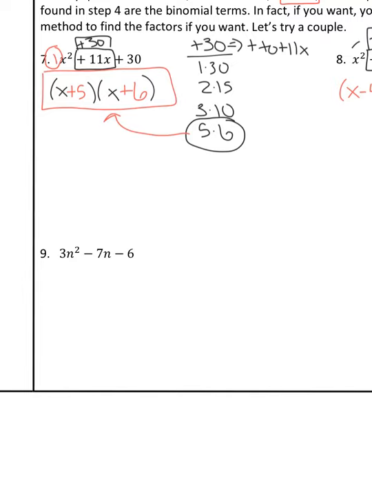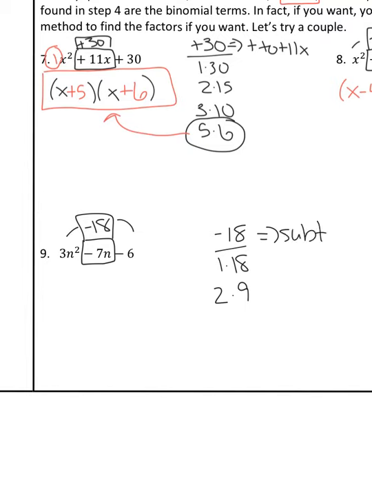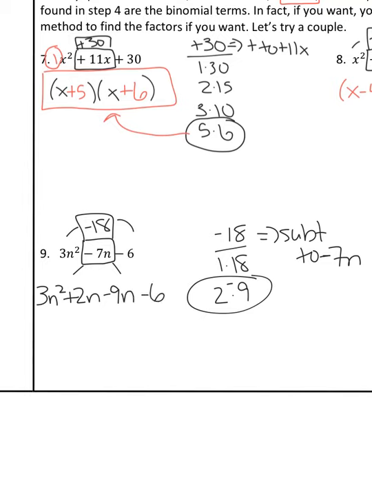All right, so hopefully you paused the notes and I'm going to go quickly do it, so that way you can check to see how you did. So 1 times 18, 2 times 9. We know we're going to subtract to negative 7n. So these guys here, n is going to be a negative 9 because it needs to be bigger. Split this apart: 3n squared plus 2n minus 9n minus 6.